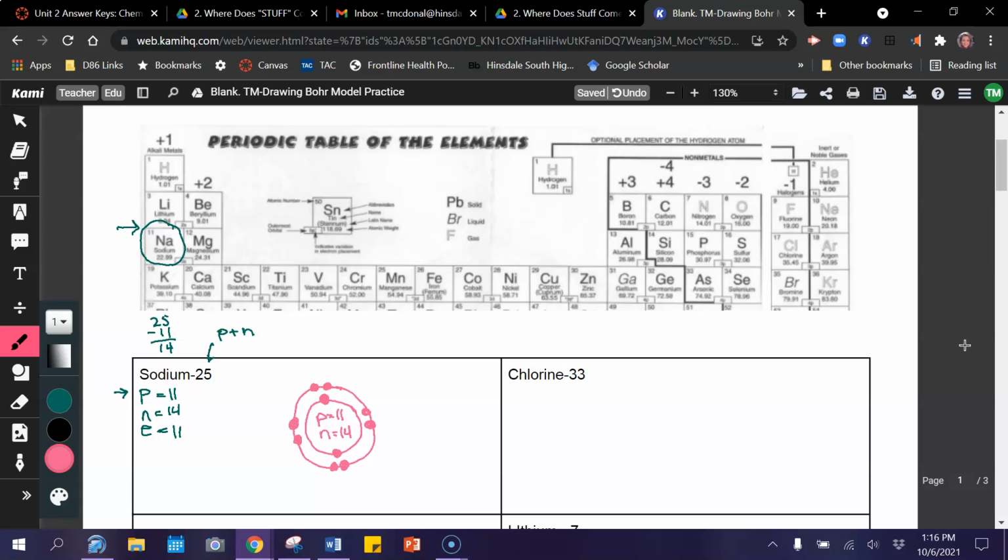And I still have 1 more electron to place. I can't just squeeze it in. I have to draw a third energy level. And in this third energy level, I will put my final electron. And that is the Bohr model for sodium 25.